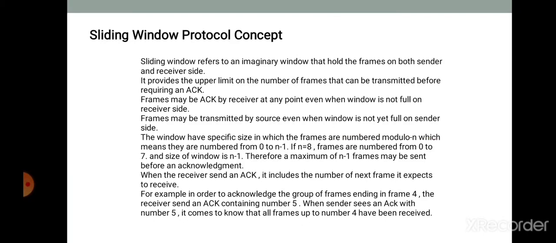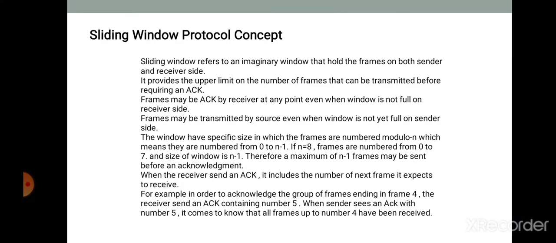Sliding window refers to an imaginary window that holds the frames on both sender and receiver side. It provides the upper limit on the number of frames that can be transmitted before requiring an acknowledgement. Frames may be acknowledged by the receiver at any point, even when the window is not full on the receiver side, and frames may be transmitted by the source even when the window is not yet full on the sender side also.